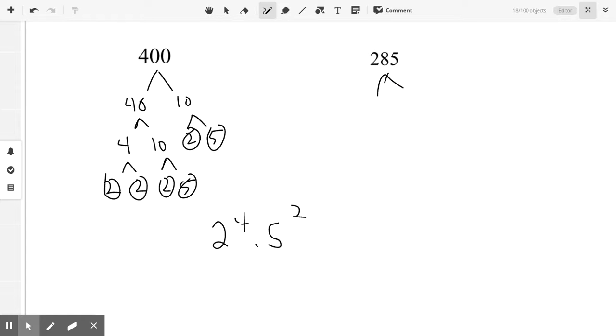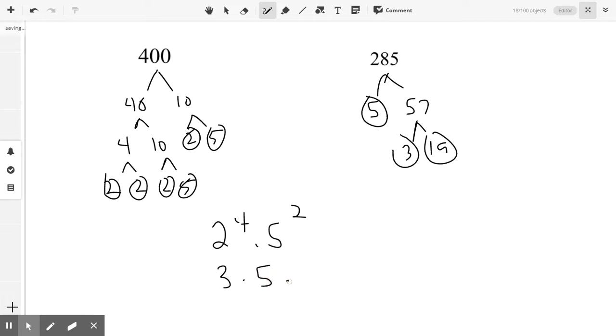285. All right. Any number that ends in 5 or 0, I know is divisible by 5. So I'm going to say 5, and that will be 57, I think. Now, I don't know about that. 7 plus 5 is 12, so I know 3 will go into it. So that will go 19 times, and 19 is prime. So there we go. We have 3 times 5 times 19.